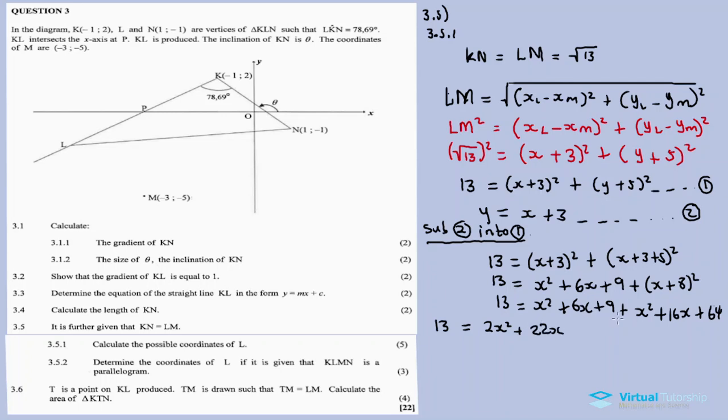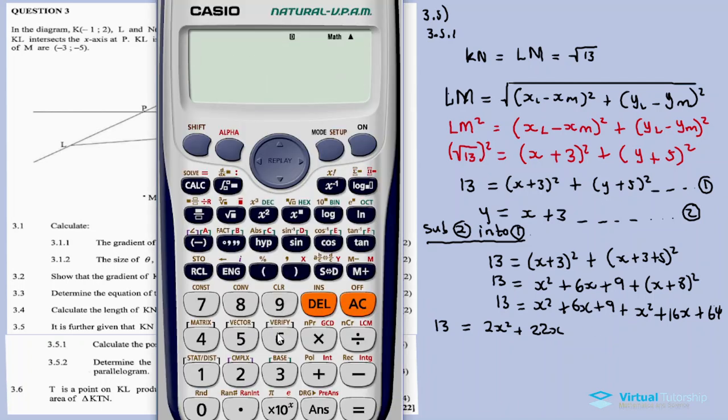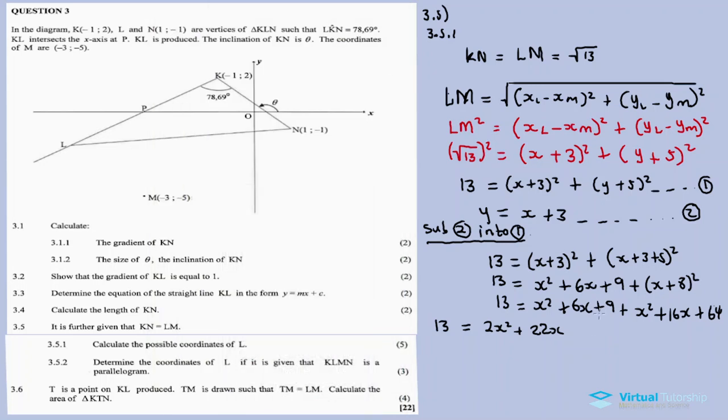22x, and then what else? 9 plus 64. What is 9 plus 64? 9 plus 64, isn't it 50? Let's do the maths. Okay, 64 is equal to 73. 73. I'm thinking about the papas now. I'm hungry. So I haven't eaten well. Okay, minus 13.